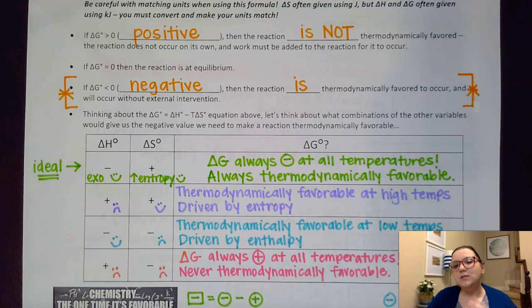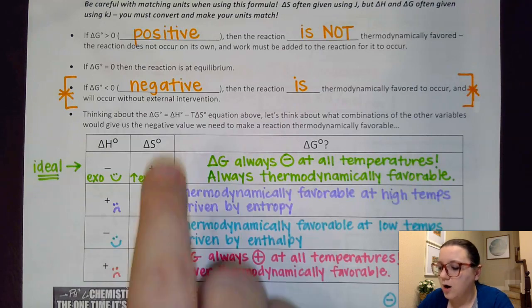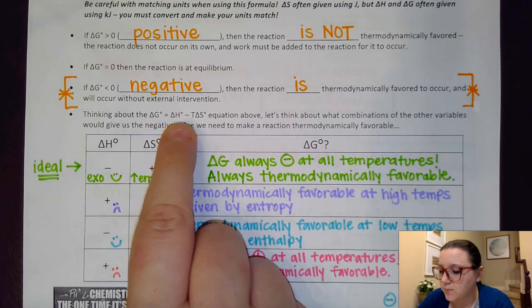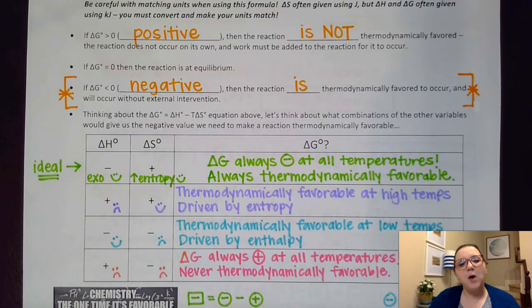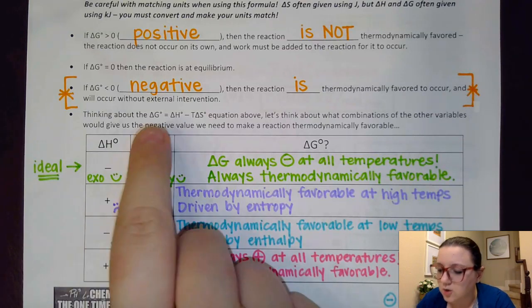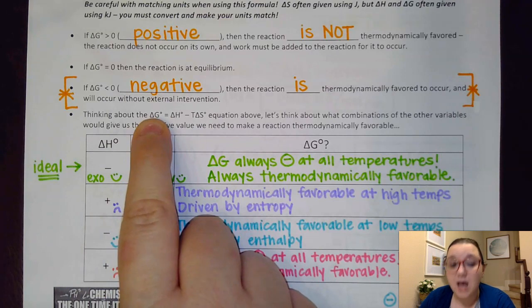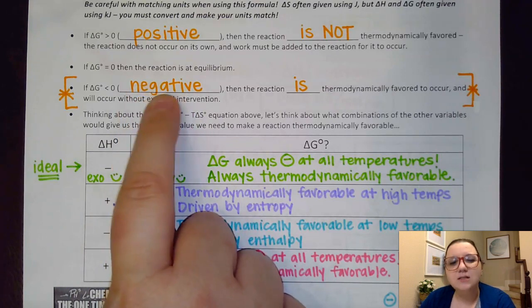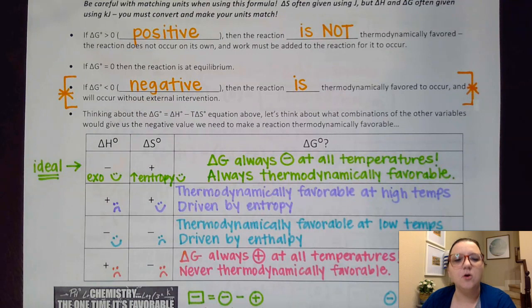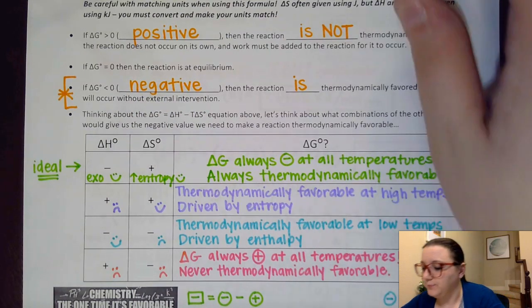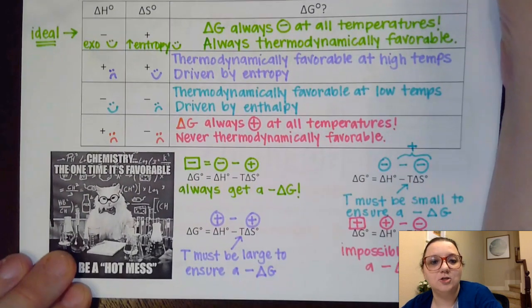Now, what I want to do is talk through our delta G equals delta H minus T delta S to think about what kind of enthalpy and entropy conditions we would need to ensure that delta G comes out negative. If this is the goal to get us to be thermodynamically favored, what signs do we need on delta H and delta S? So let's talk about that using this chart down here.